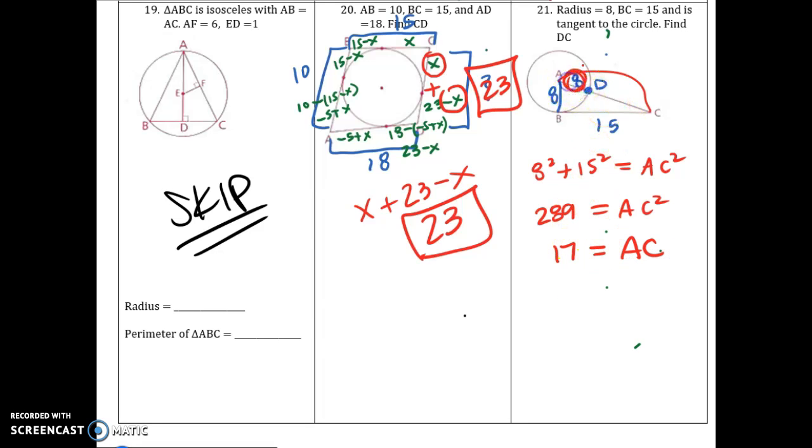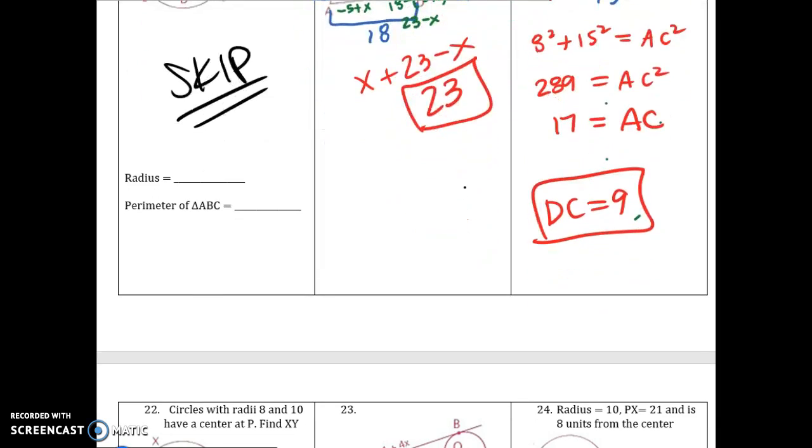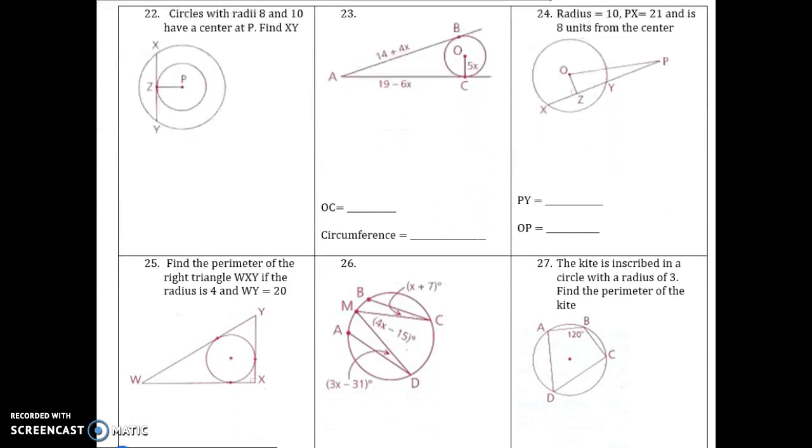So if this part is 8, then this part is 17. 17 minus 8 is 9. So DC equals 9. Remember, sometimes these problems work out and you actually have to FOIL, which is not always the funnest.